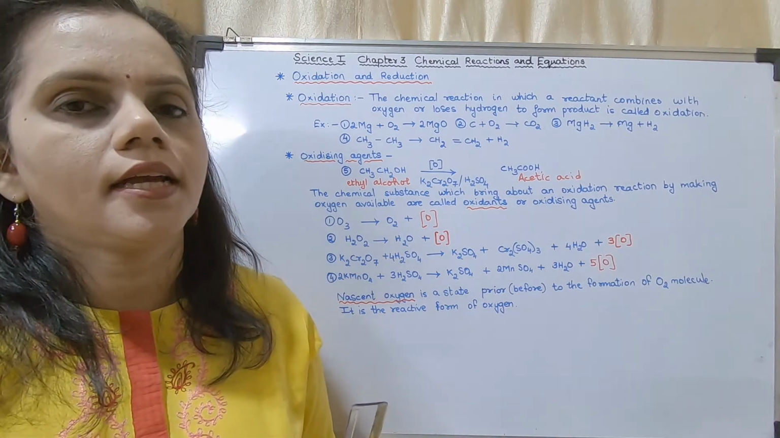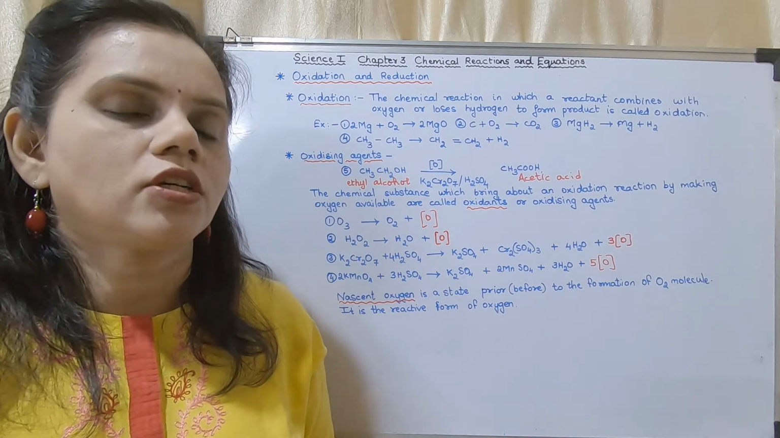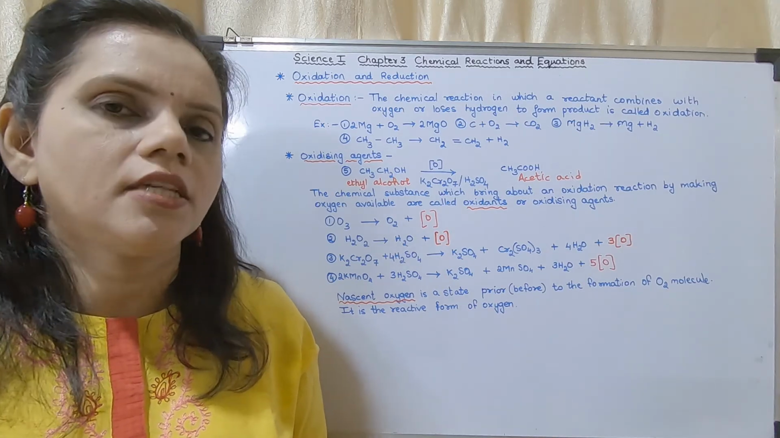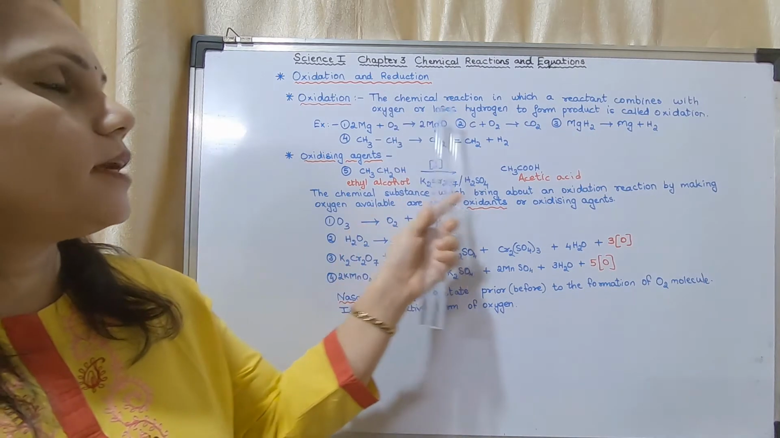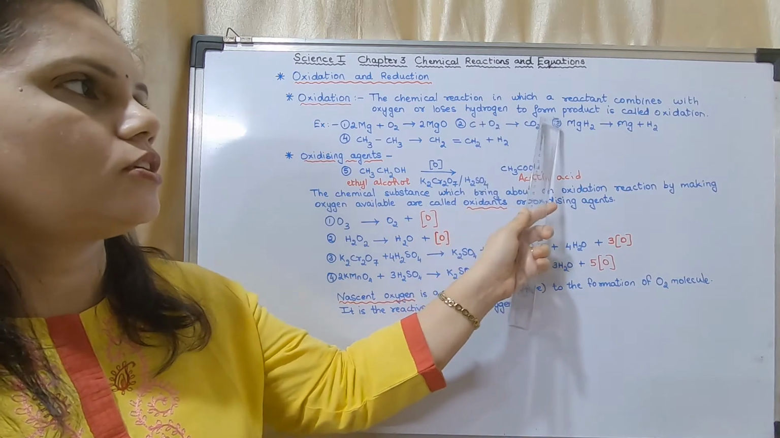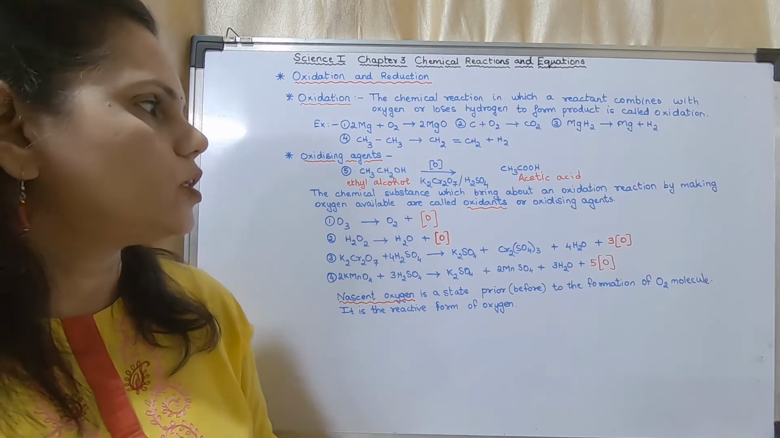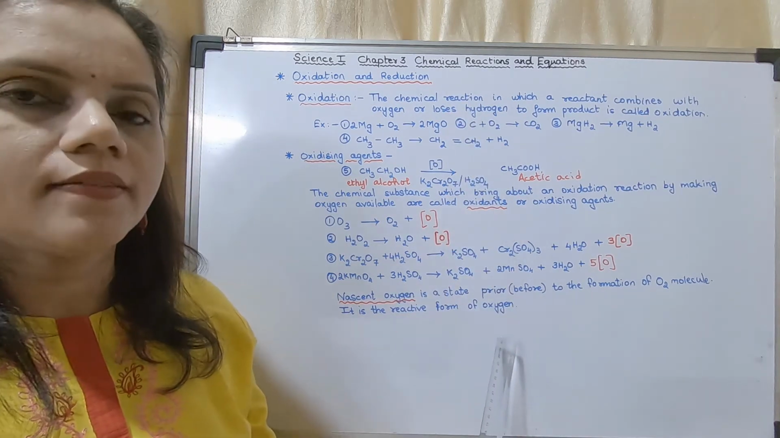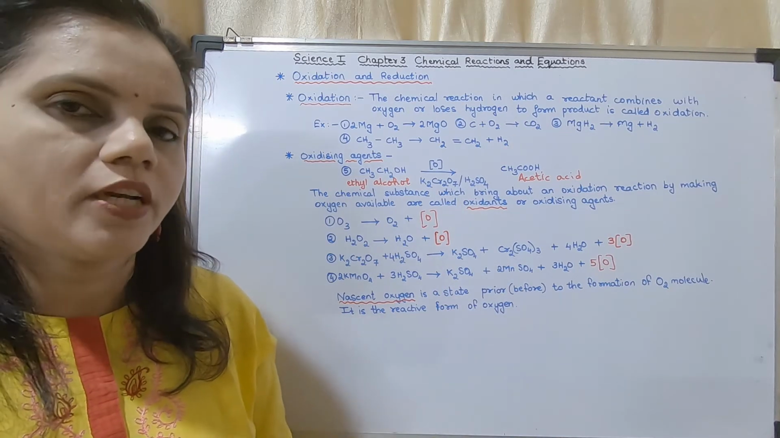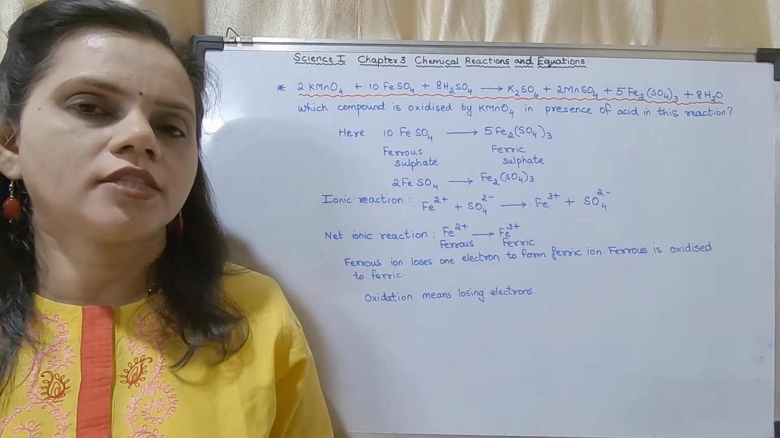So what are oxidation reactions? The reaction in which oxygen is gained, or hydrogen is lost, is called an oxidation reaction. I repeat, the chemical reaction in which a reactant combines with oxygen or loses hydrogen to form a product is called oxidation. In your notebook, you may write all these parts. I will give you in question answer form later, but you may write all these parts and learn. You may copy. So this is the next topic, that is oxidizing agent.